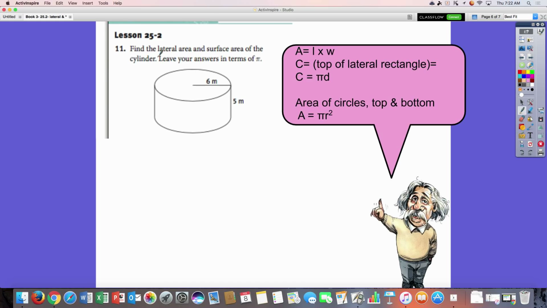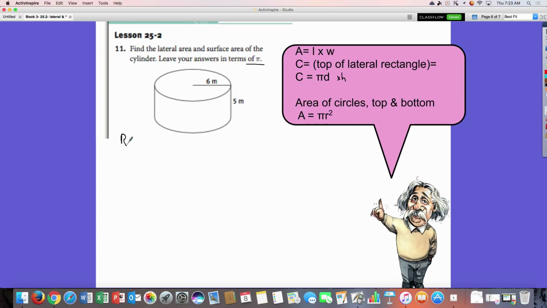All right, one more time. Find the lateral area and surface area of the cylinder. Leave your answers in terms of pi. Look, you don't even got to multiply that out. You just leave pi as it is. Here are the formulas we're going to need. Area equals length times width. That's basically the circumference, the top of the rectangle. C equals pi d. And then we're just going to multiply that times the height. And the area of circles, top and bottom, is pi r squared.